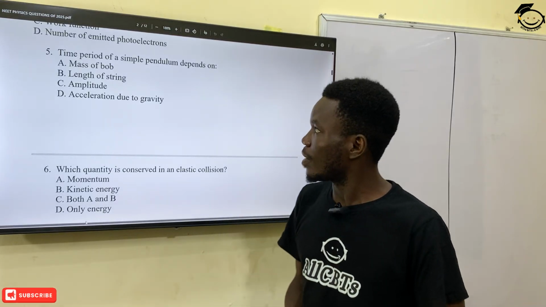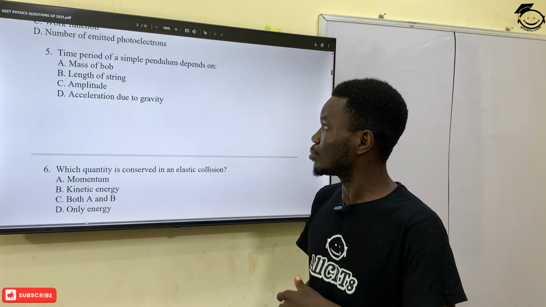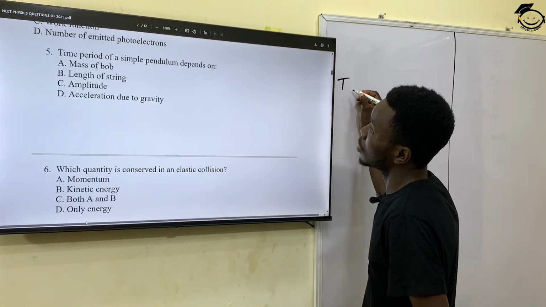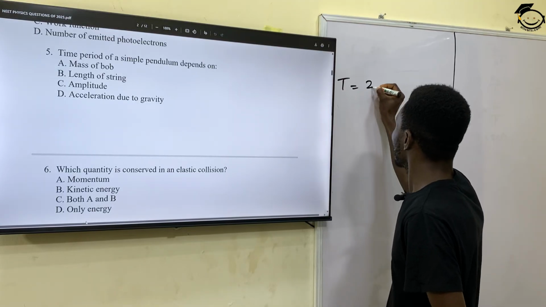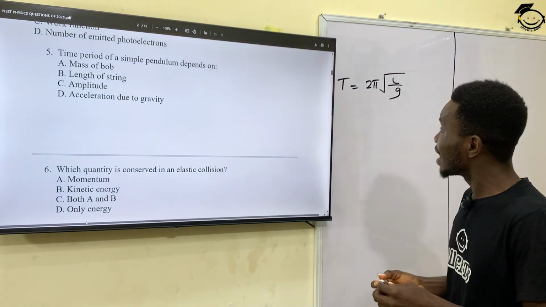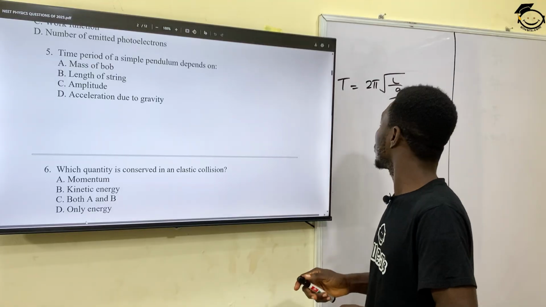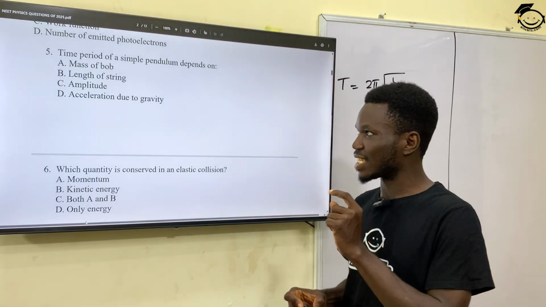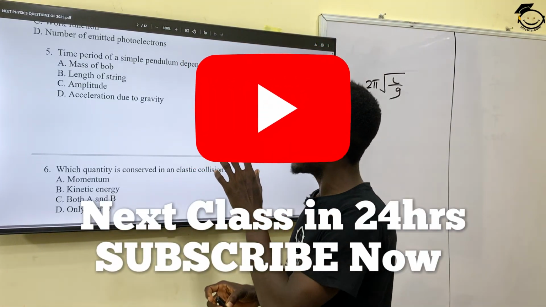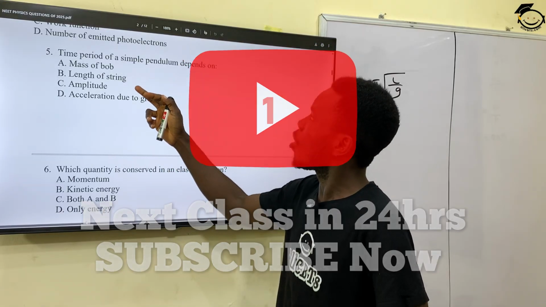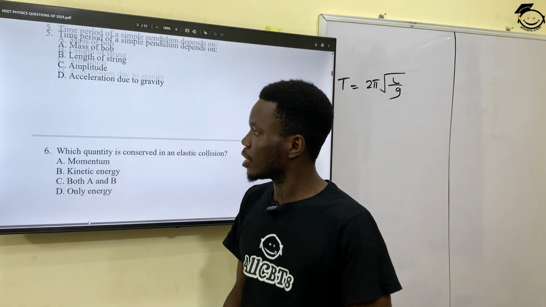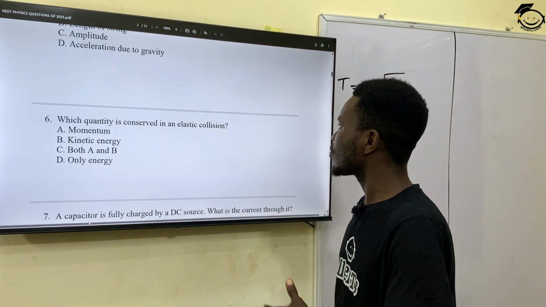Moving on to question number 5, it says the time period of a simple pendulum depends on what? According to the formula for simple harmonic motion, the period is equal to 2 pi square root of L over g. This simply means that the period of a simple pendulum depends solely on the length of the string. The length of the string is the property that determines the period of a simple pendulum, and that is option B.